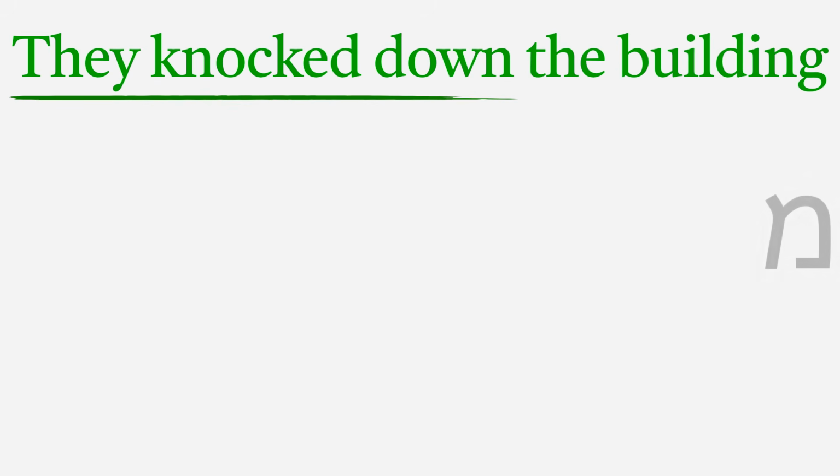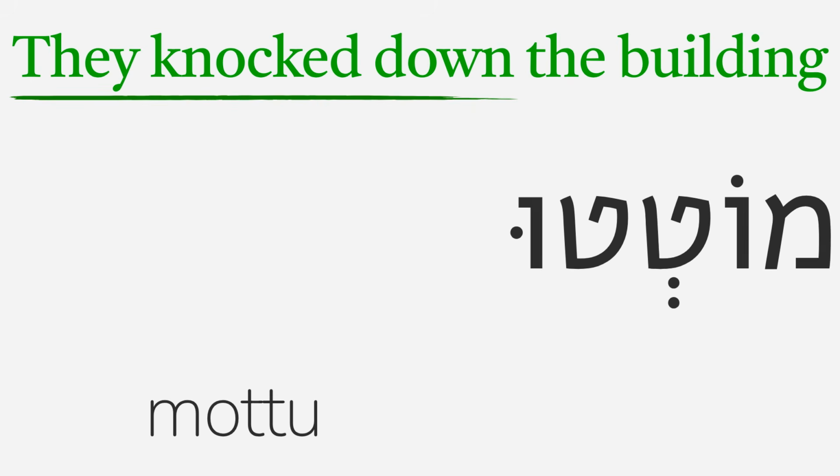So that's a review of the Piel past tense, future tense, and imperative. Let's do one final sentence today. They knocked down the building. The verb "they knocked down" will be from the hollow root mem vav tet, whose vav acts as a vowel instead of a consonant. The verb "they knocked down" is motu, with the u ending. That shows that this is a past tense verb whose subject is "they."